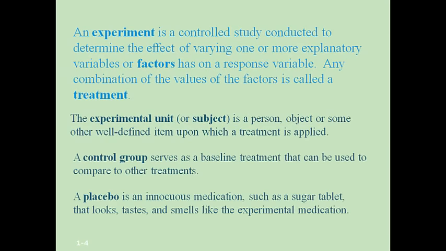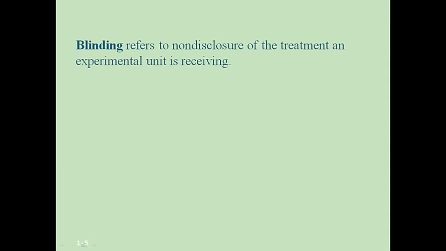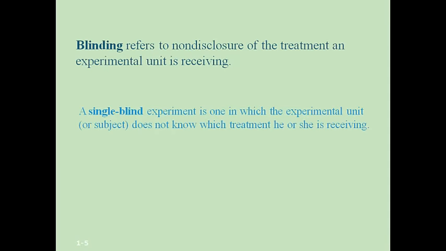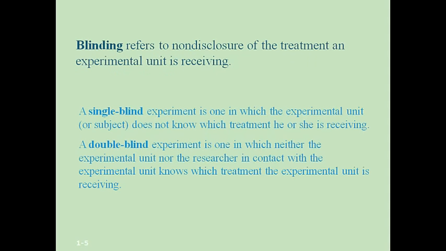A placebo is an innocuous medication, such as a sugar tablet, that looks, tastes, and smells like the experimental medication. Blinding refers to non-disclosure of the treatment an experimental unit is receiving. A single-blind experiment is one in which the experimental unit, or subject, doesn't know which treatment he or she is receiving. A double-blind experiment is one in which neither the person in the experimental unit nor the researcher who's in contact with them knows which treatment the unit is receiving.